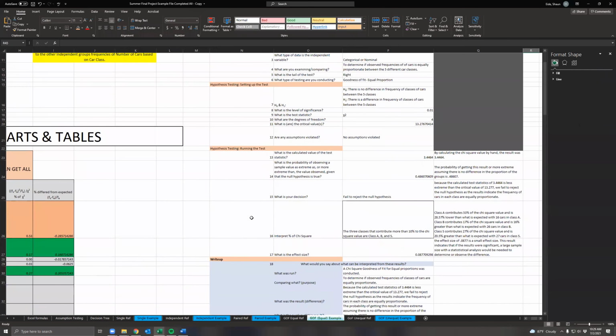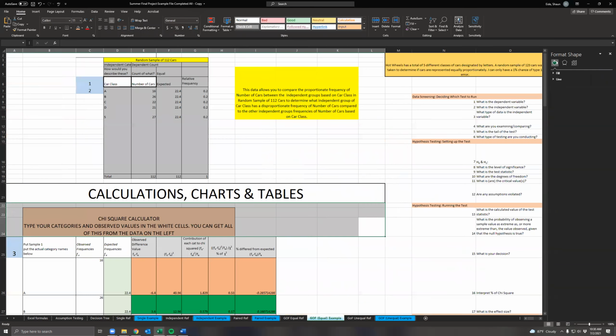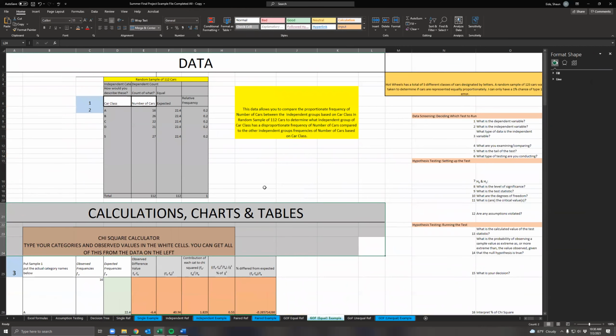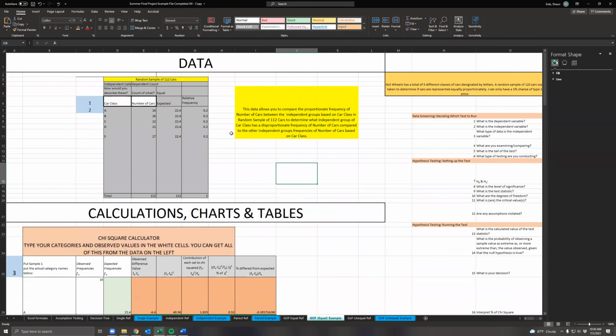So that is essentially the entire final project for this goodness of fit, and the unequal is extremely similar. The only difference between the equal and the unequal is the expected. So I'm about to do the unequal, and it's going to be extremely similar to the equal. So just be aware, there's really no difference between the two except for how you're calculating the expected. And yeah.